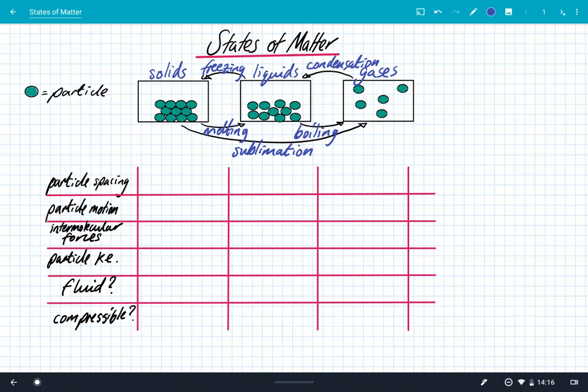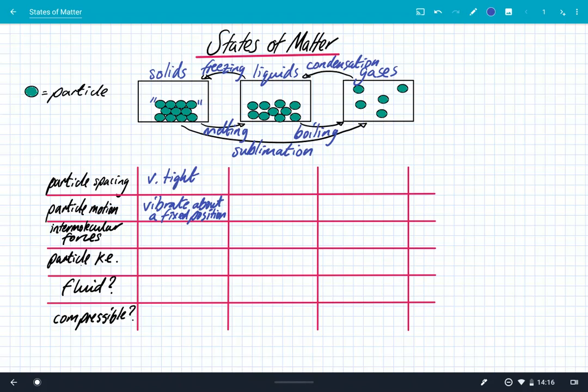So the particle spacing is very tight. All the particles are as close as they can possibly get. The particle motion is that the particles just vibrate about a fixed position. They can't move. So they vibrate about a fixed position. That's really important because it's very different to the particle motion in liquids and in gases.